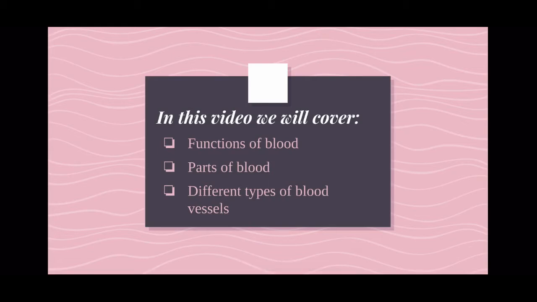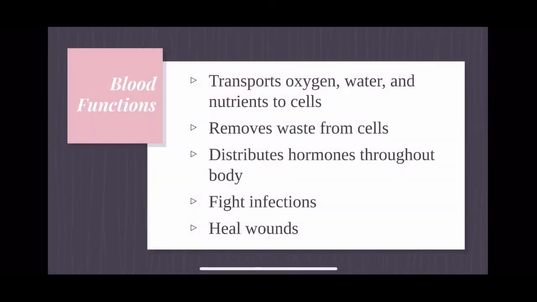The first one is going to be the functions of blood, because the circulatory system is referring to the heart and the blood that your heart is pumping. So we need to understand the function of that blood. We're going to talk about the different parts of blood, and we're going to talk about the 3 different types of blood vessels and how they engage in something called gas exchange. So let's move right into it.